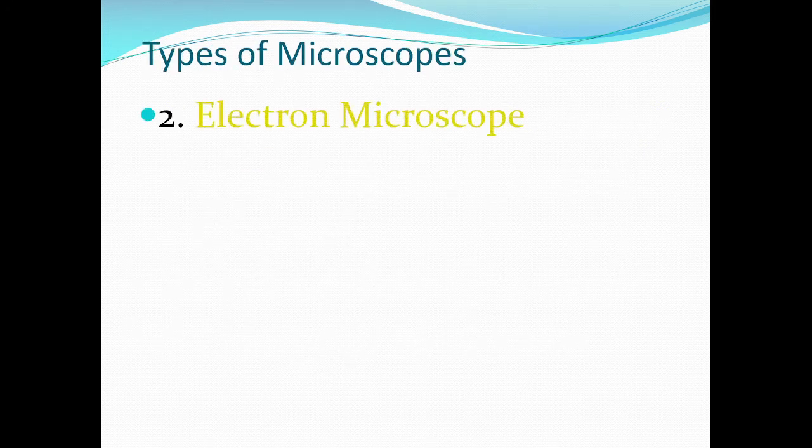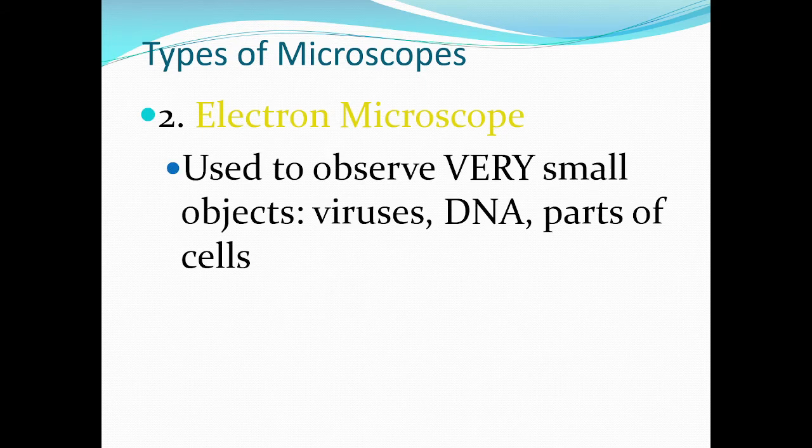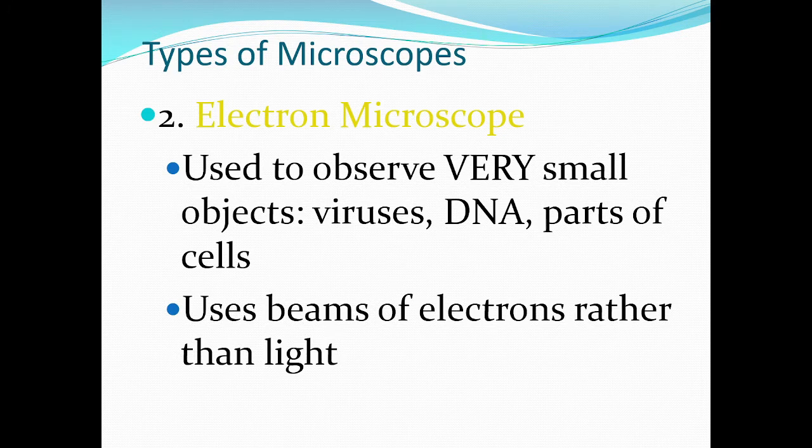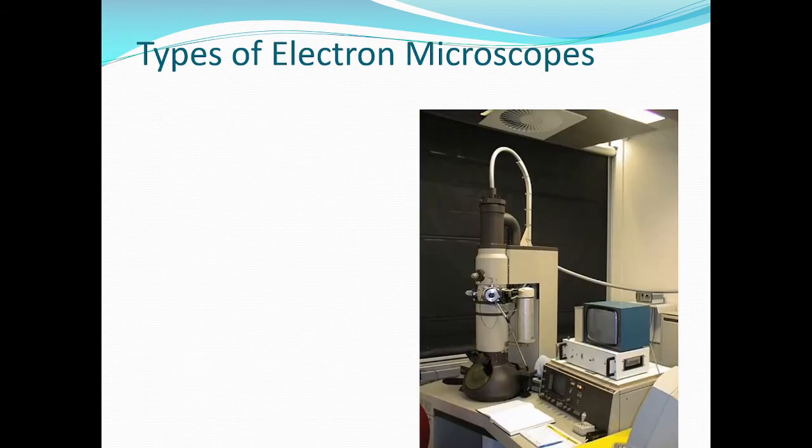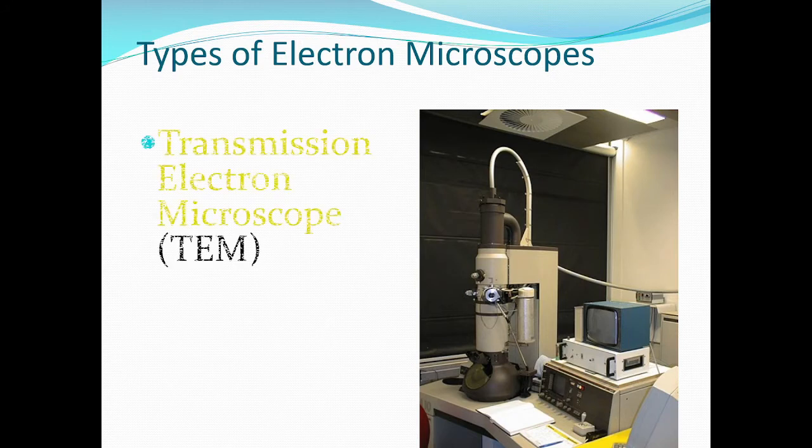The second one is the electron microscope. It is used to observe very small objects such as viruses, DNA, and parts of the cell or cell organelles. It uses beams of electrons rather than just simple light. It is very powerful in such a sense that it can magnify objects. Now, there are several types of electron microscopes.